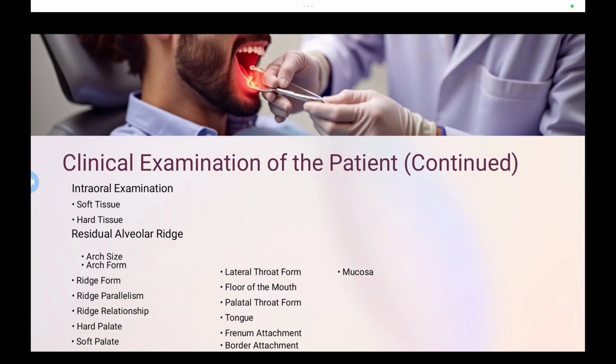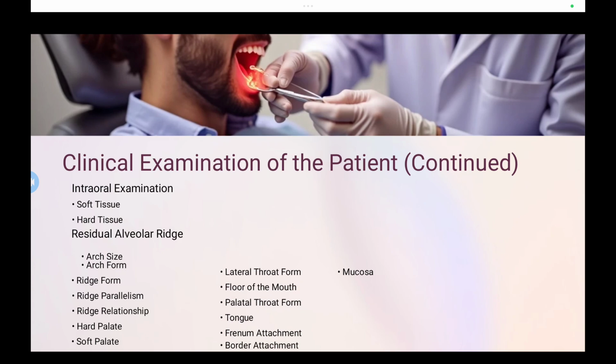Now ridge relationship. According to Angle, class 1 is normal, class 2 retrognathic and class 3 prognathic. I have explained what is retrognathic and prognathic in part 1. Ridge parallelism. Class 1, both ridges are parallel to the occlusal plane. Class 2, the mandibular ridge is divergent from the occlusal plane anteriorly. Class 3, the maxillary ridge is divergent from the occlusal plane anteriorly.